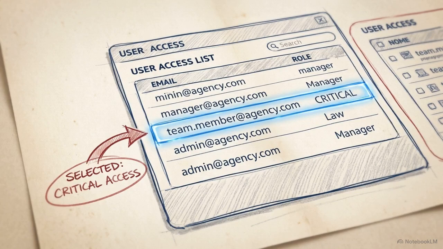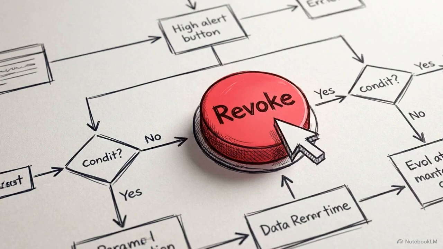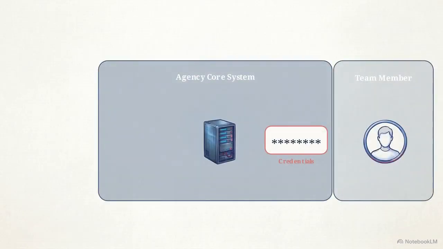If that team member changes roles or leaves your agency, you return to the dashboard and revoke their access with a single click. Sharing account access without exposing passwords protects your client's primary security layer while completely eliminating internal vulnerabilities.